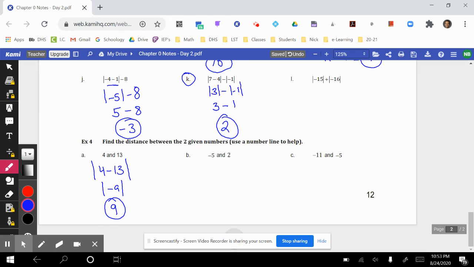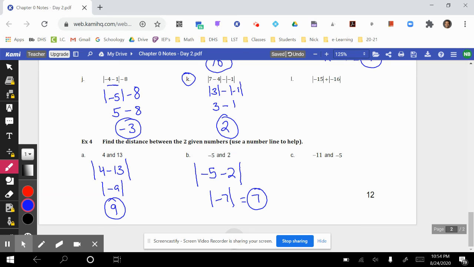All right, and for letter B, I'm going to do the same thing, right? I want to find the distance between -5 and 2. That means I want to find the absolute value of their difference. So here I'm going to throw in a big absolute value bar, and I want to find the difference of -5 minus 2, and that will give me the distance. So -5 minus 2 is going to give me -7, and the absolute value of -7 is +7.